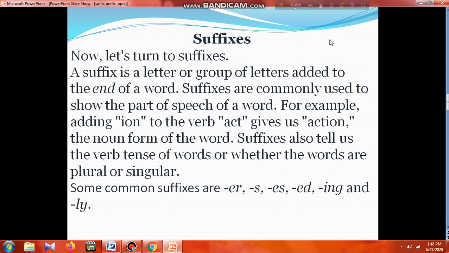So welcome to the next part of today's lecture. In this segment we will discuss suffixes. What's the definition of a suffix? A suffix is a letter or group of letters added to the end of a word.